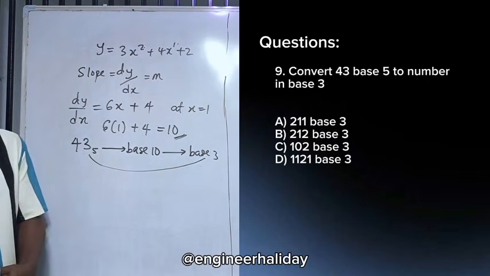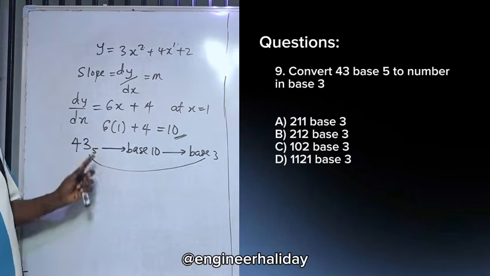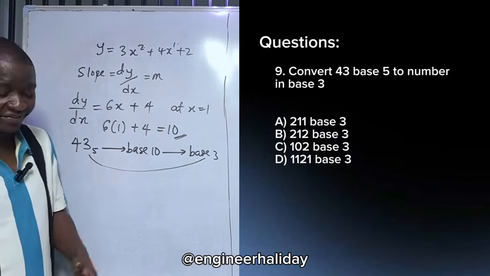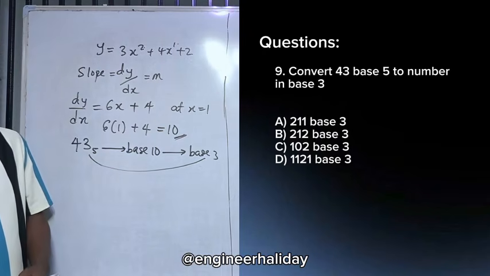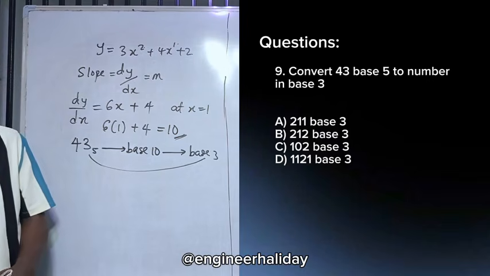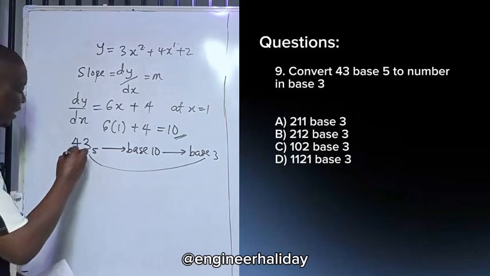It will be too ambiguous for us to explain to you. So what I want to do is move directly from base 5 to base 10, then from base 10 to base 3. Now, option A, 211 base 3. B, 212 base 3. C, 102 base 3. D, 1121 base 3.